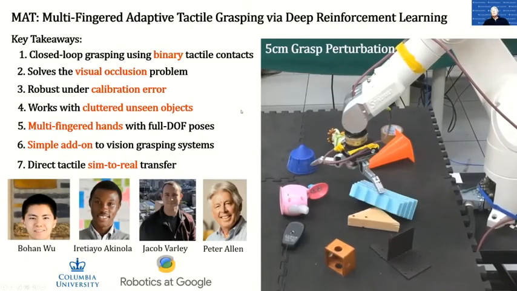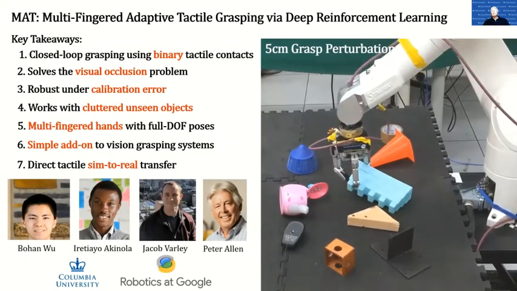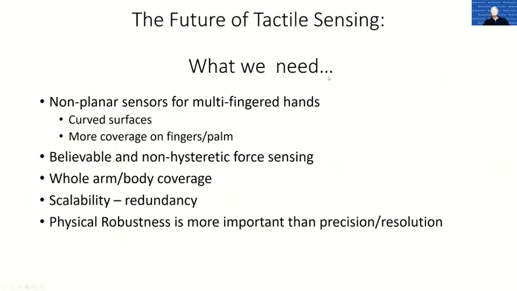These are my co-authors again, and this is just a recap of it. But what I'd like to talk about now is the future tactile system, what we need, what we don't have. And from doing this work, one of the things that we found very compelling was to have non-planar sensors for multi-fingered hands. Most multi-fingered hands will have curved surfaces. We need more coverage on the fingers and the palm, so you can hit with the back of your hand and get responses. It's not just the flat pads of the fingers, which is nice and it works, but it's limited. Second is to have believable and non-hysteretic force sensing.